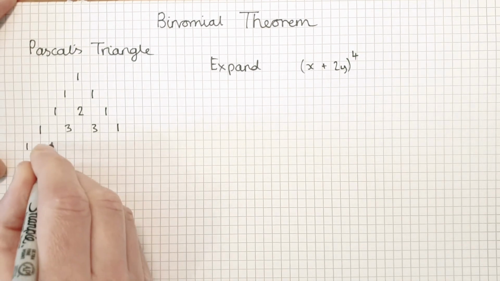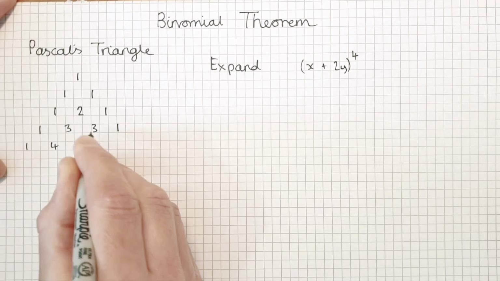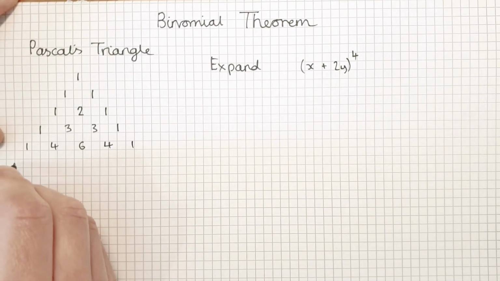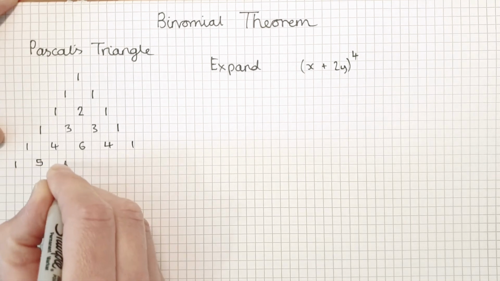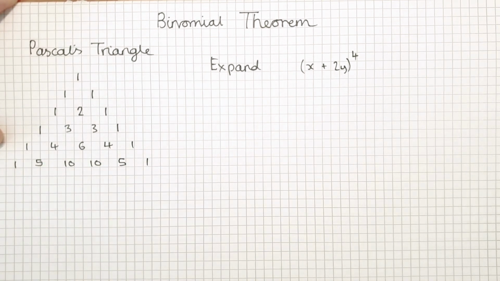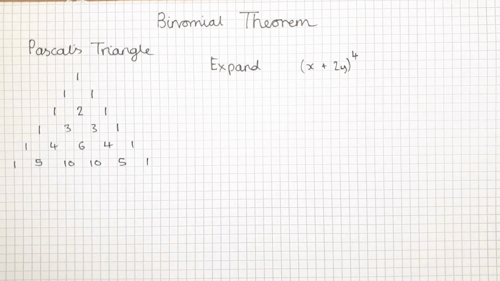So 1 and 3 is 4, 3 and 3 is 6, 3 and 1 is 4, and you've got the 1 there, and then you can carry on. It keeps going forever, but we're not obviously going to write it for too long. No need to. So you can keep going. Now, we're going to use Pascal's triangle when we're expanding x plus 2y to the power of 4.